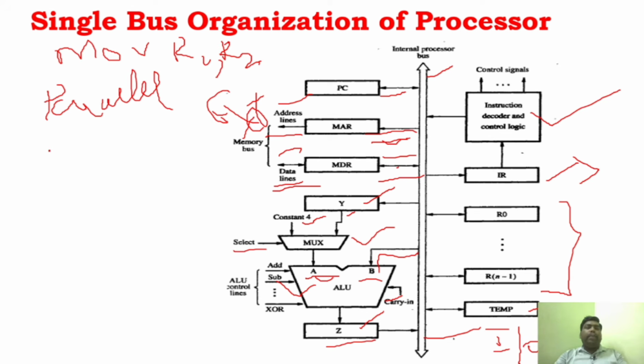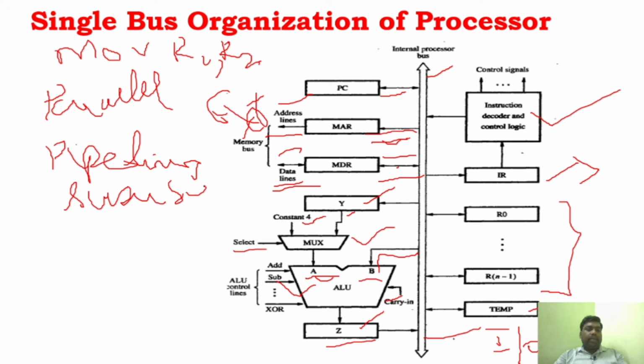There are two important concepts. One is the pipelining concept, and another one is the superscalar concept. That is to improve the speed. What is meant by pipelining? Pipelining is nothing but executing one instruction before the previous instruction is getting completed. That is known as pipelining.